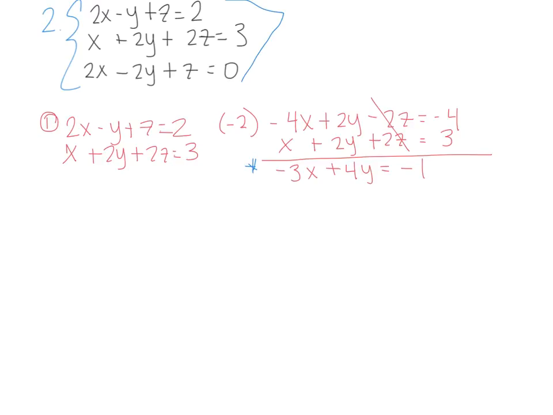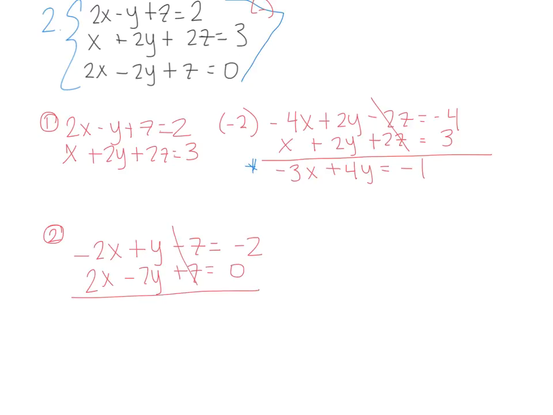So that's going to give me, step number 2, negative 2x plus y minus z equals negative 2. Remember, all I did was I multiplied that top equation by negative 1. Then I'm going to rewrite the bottom one, the third equation, 2x minus 2y plus z equals 0. Draw a line, cancel out my z's.